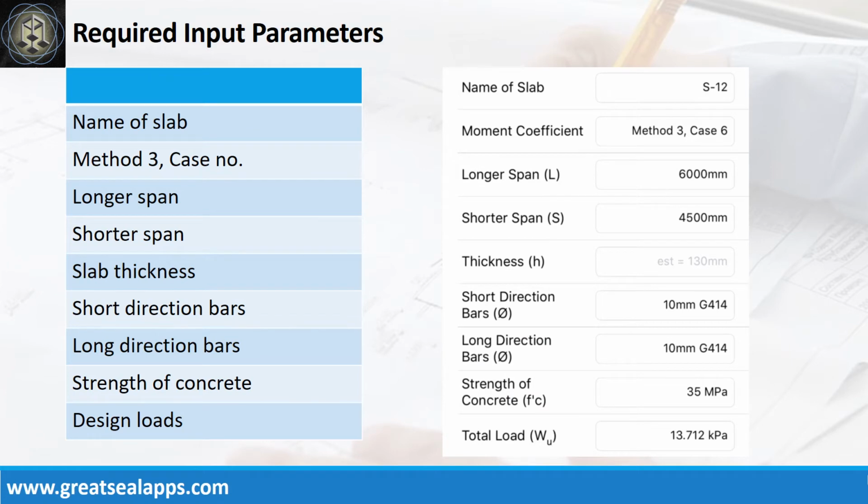Enumerate input parameters required. Name of slab S12, case 6 panel design, longer span 6,000 mm, shorter span 4,500 mm, slab thickness 130 mm, main bars 10 mm bar at grade 414, strength of concrete 35 MPa, and factored load 13.712 kPa.